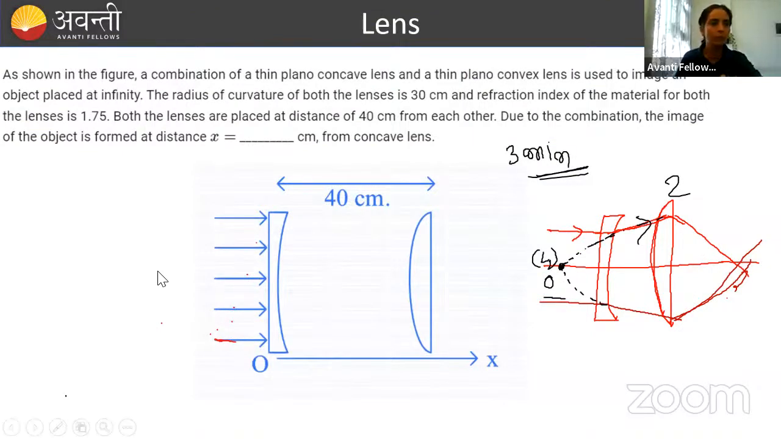Very much sorry. So if you see carefully, what I was discussing, this will become the object for the second lens, because the incident light on the second lens is this, and this will seem to come from here. So this will be the object distance for the second lens. The focal length we can calculate, and then by using the lens formula, we can calculate its image distance. Okay. So I hope it is clear and you will solve this question.